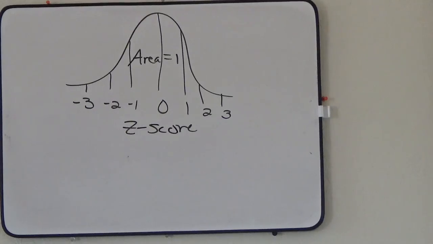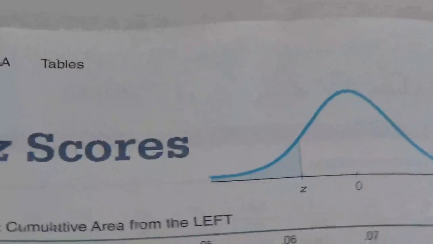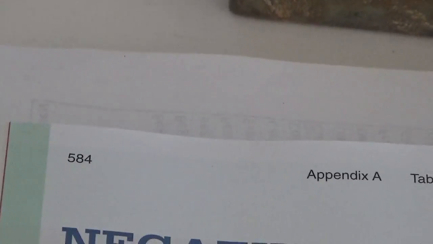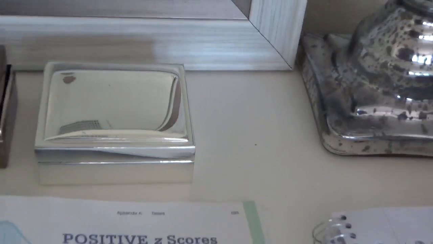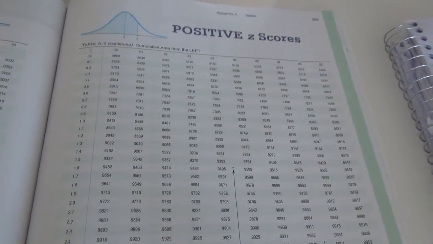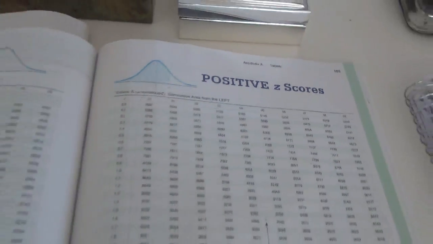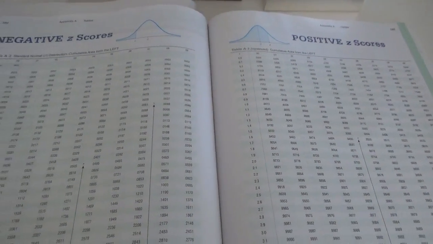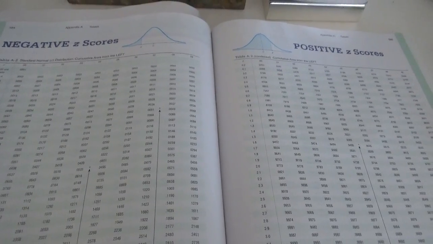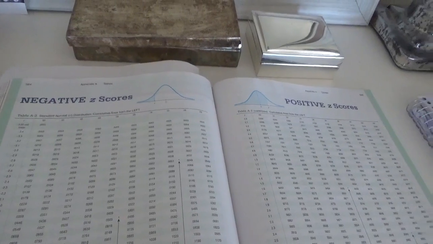Let me show you the table really fast. Right here on page 584 and 585, I'm going to zoom out. Sorry, it's on the dresser here. So, 585. We have 2 pages here. We have the negative side on the left and the positive side on the right. And these are the z-scores.